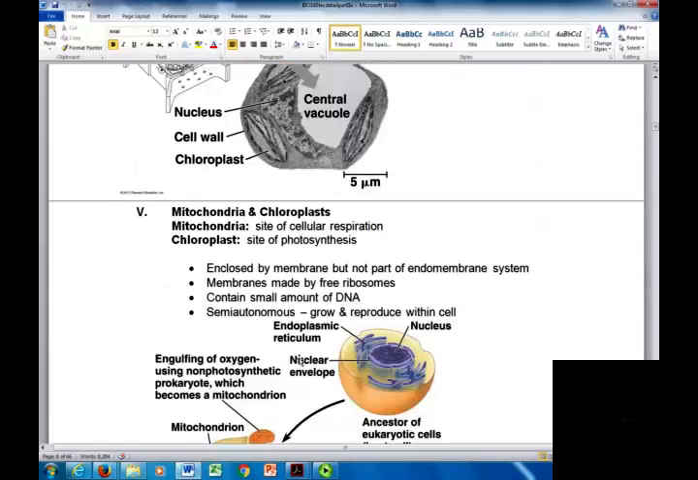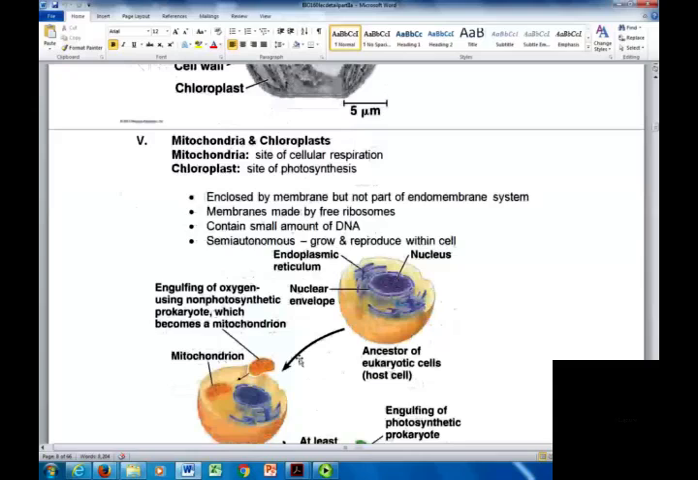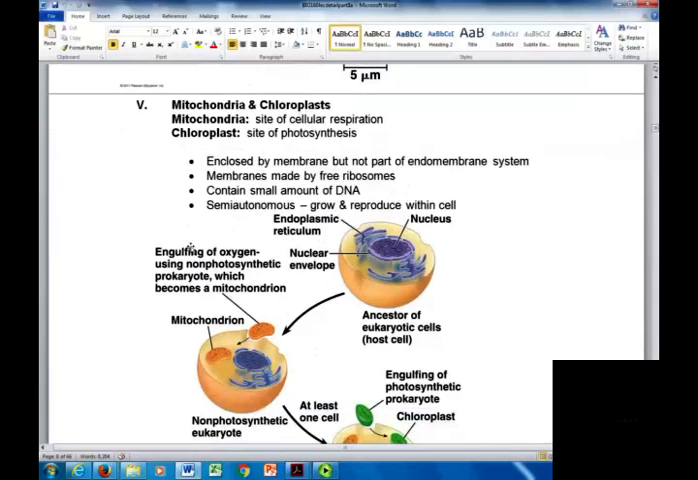So the mitochondria and the chloroplasts are involved with the energy systems of the cell. The mitochondria is where we're going to do cellular respiration, and the chloroplast is where we do photosynthesis. We'll go into both of these processes in more detail a little bit later. These are enclosed by membranes, but they're not actually part of the endomembrane system. These membranes were made by free ribosomes. These organelles also contain a small amount of DNA and are semi-autonomous. They can grow and reproduce within the cell.